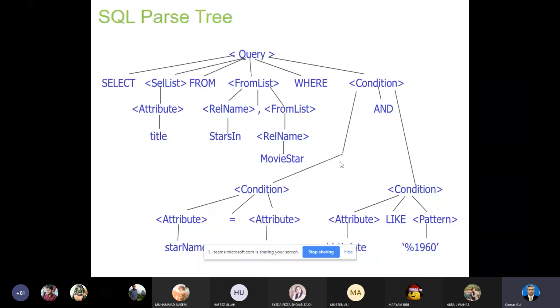Now this is the query, the SQL parse tree. This kind of tree will be made from the previous query. You can see, this is an example of the binary tree being utilized as parse trees for SQL commands.